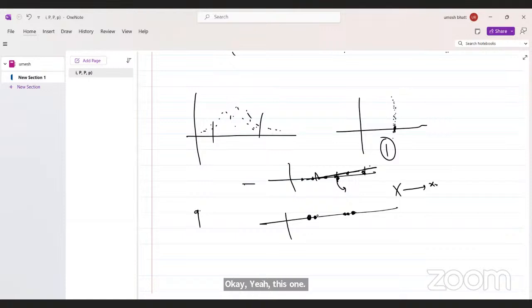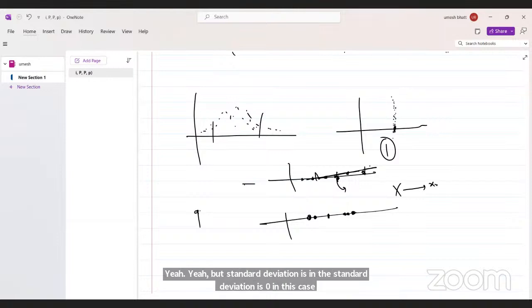In that case, our median is the middle one, which is the third point. But if we calculate the mean here, it is not necessary that your mean is in your data points. Maybe the mean is not in your data point, so mean and median are different here. But the standard deviation is 0 in this case.